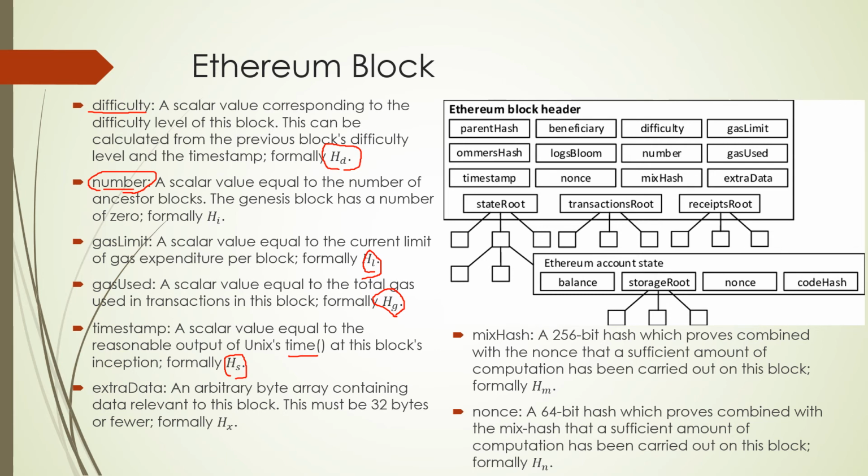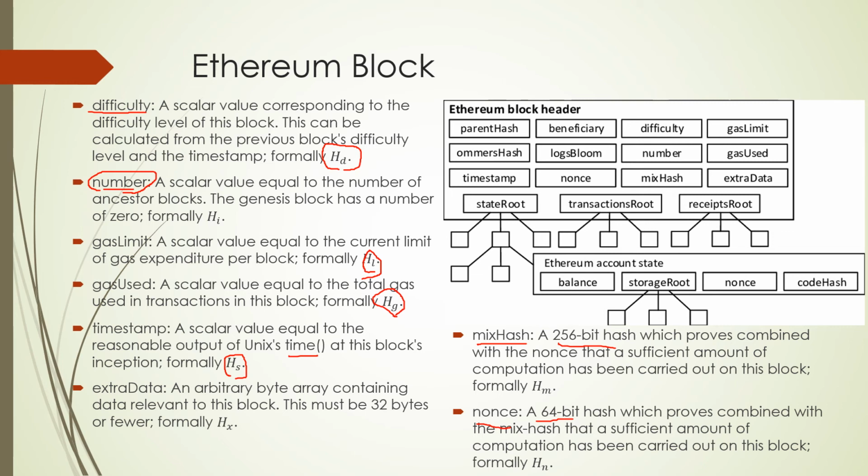So we're going to assume there's a global clock here. And then we have extra data, which is some arbitrary byte array containing data relevant to the block, and it cannot exceed more than 32 bytes. Then we're going to have mix hash and nonce, which are basically 256-bit and 64-bit pieces of information respectively.